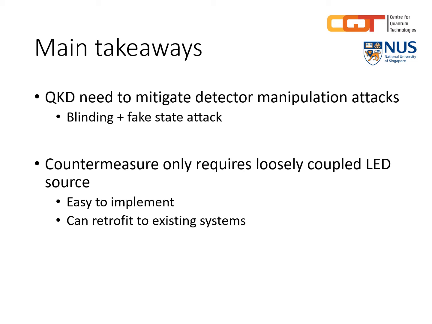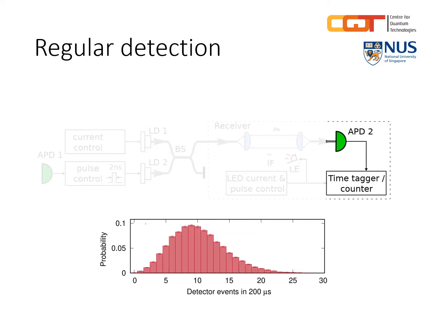And here we propose a countermeasure that only requires a loosely coupled LED and perhaps a bandpass filter to prevent light leakage to perform our own detector manipulation detection. And this is easy to implement and retrofit on existing systems. So I'd like to give a quick introduction on the blinding and fixed state attack before we actually talk about the countermeasure itself. Okay, the detection events by an APD is distributed according to the statistics of input light.